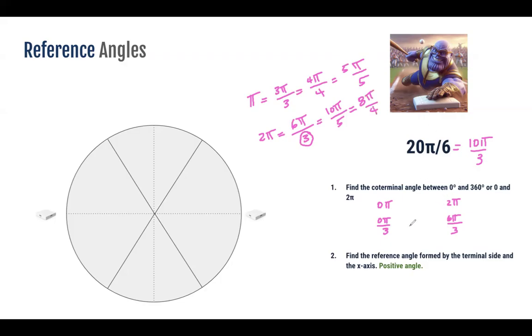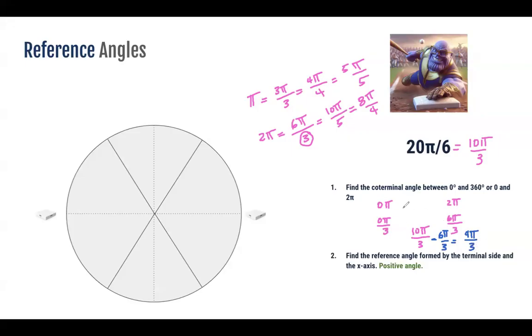So now write down the value that you're given. I have a value of 10 pi over 3. Is that value between 0 and 6? That's not the case here. So we're going to have to find a coterminal angle. So we're going to subtract 2 pi, or 6 pi over 3. We're going to get 4 pi over 3.